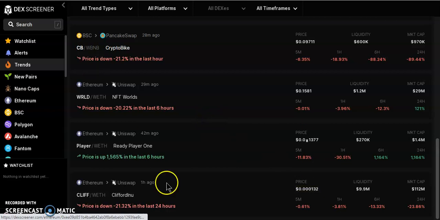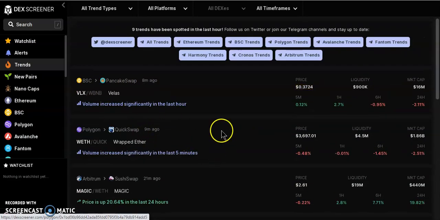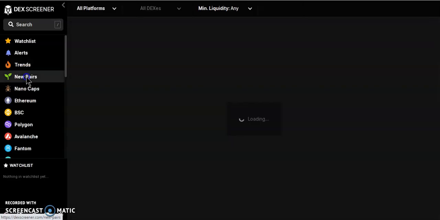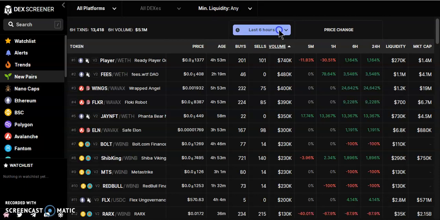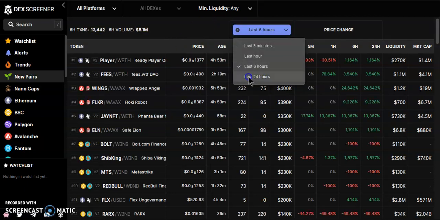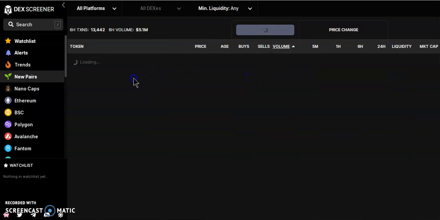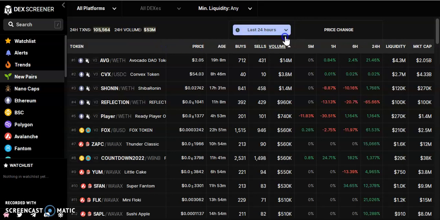Okay, so this is one way to find tokens, the trending tokens, and another one is the new pairs. So we come over here to new pairs, and we adjust for 24 hours over here, and over here it tells you the last added tokens in the last 24 hours. Okay, so you can see lots of them.